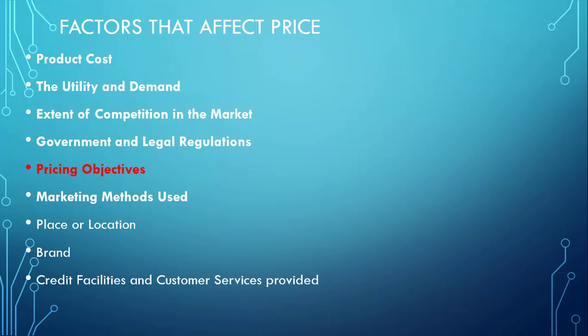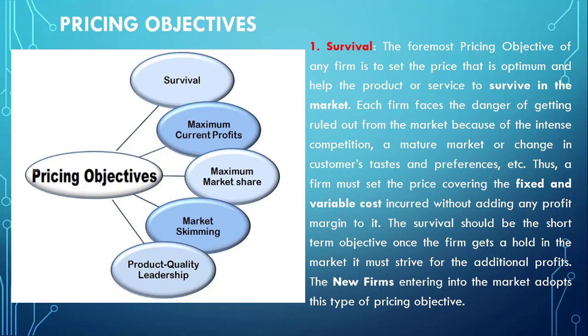The other factor is price objectives, or objectives in general. We'll discuss this issue in the next slide. Whenever you think of pricing objectives, you have five basic objectives: survival, increasing or maximizing current profits, meaning short term, maximizing your market share, which is long term, market skimming, and product quality leadership. So these are the basic objectives of price. Let's start with survival, and we'll go to product quality leadership eventually.